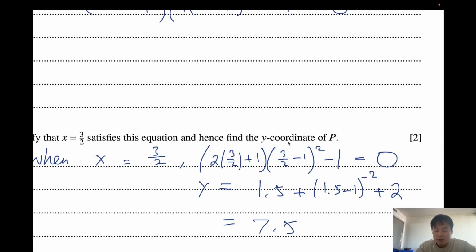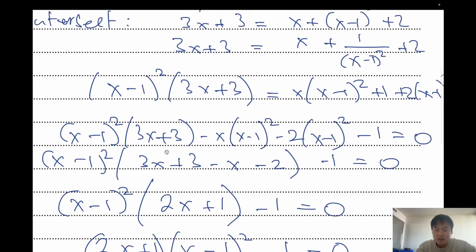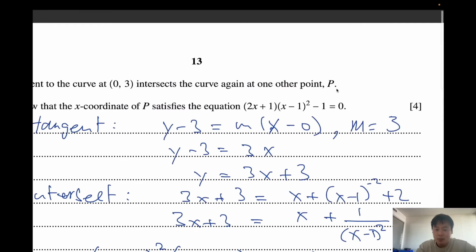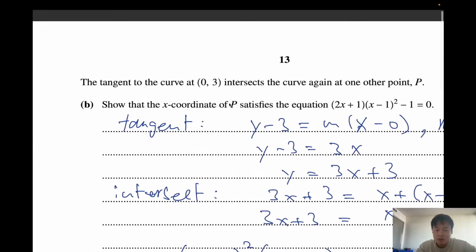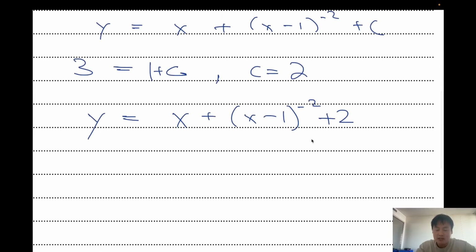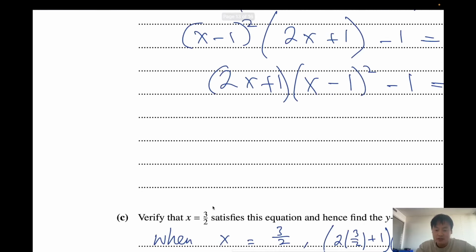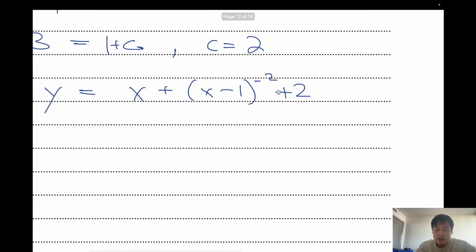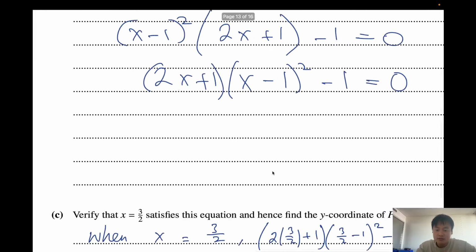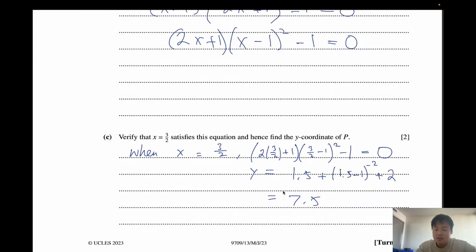And then just find the y-coordinate of P. Well, what even is P? P is a point on the curve. Do we have the equation of the curve? Of course we do. We found the equation of the curve in the first part. So we just substitute what? x equals 3 over 2 into the equation of the curve, which is where we get 7.5.